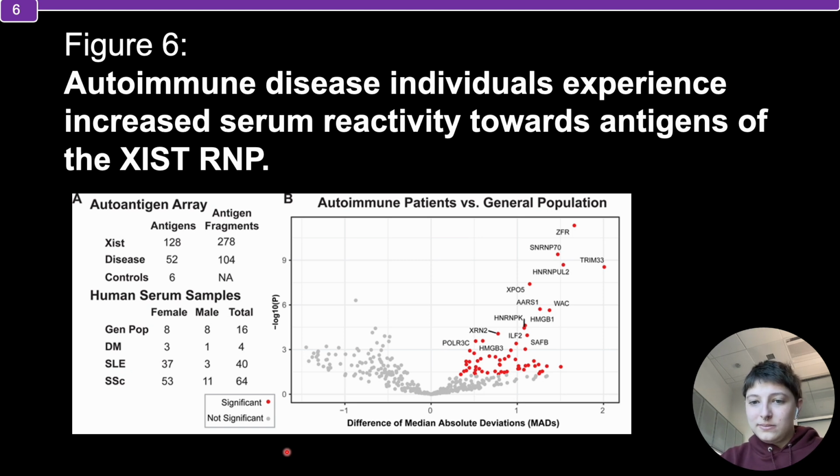So they pulled out... I don't know why it's 28 here. They say 130 Xist-associated proteins were selected, and then 52 control proteins. So these 52 here are antigens that are directly associated with DM.